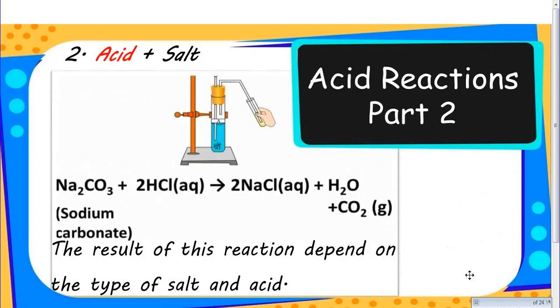The second example, acid with salt. Acid with salt like what? Like sodium carbonate, Na2CO3, plus hydrochloric acid, 2HCl, gives us what? The Na metal will take the non-metal and form salt, NaCl, plus H2O and CO2. Okay, the result of this reaction depends on the type of salt and the type of acid.